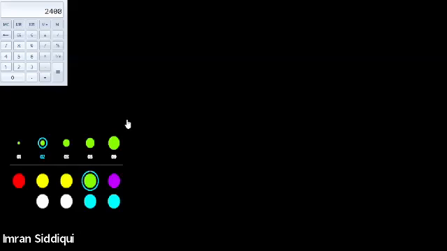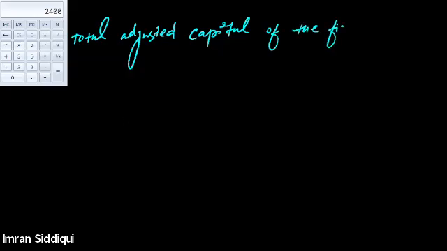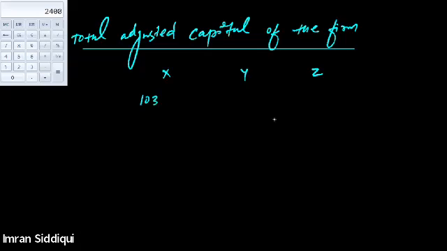So, as usual, we'll first of all calculate the total adjusted capital of the firm, including the capital of the retiring partner. How many partners are there? X, Y, and Z. So X, 103,680, plus Y, the adjusted capital was 87,840, plus for Z it was 26,880.